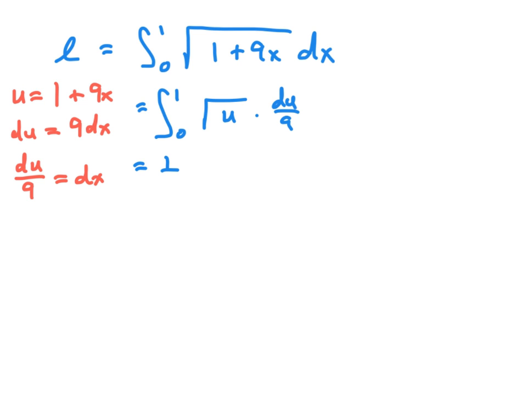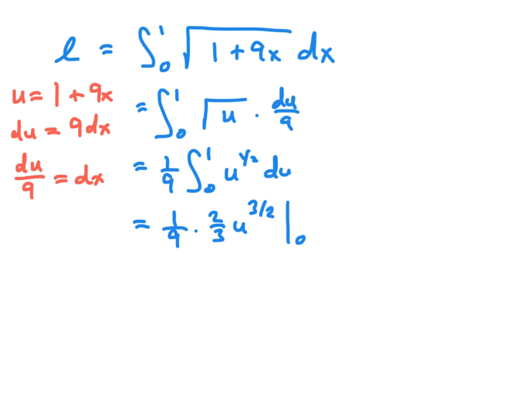We can bring the 1/9 outside of our integral, rewrite the square root of u as u to the 1/2 so that we can use the power rule. And now this is a relatively straightforward integral to compute. We're going to get 1/9 times 2/3 u to the 3/2, and that's going to be evaluated from x equals 0 to x equals 1. So we get a constant of 2/27 in front, multiplied by u to the 3/2, and u is going to be 1 plus 9x. So we have 1 plus 9x to the 3/2 power.